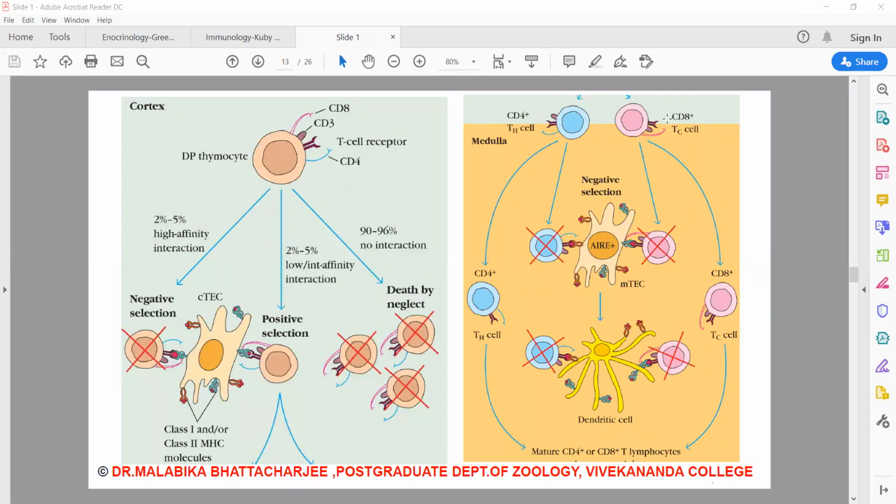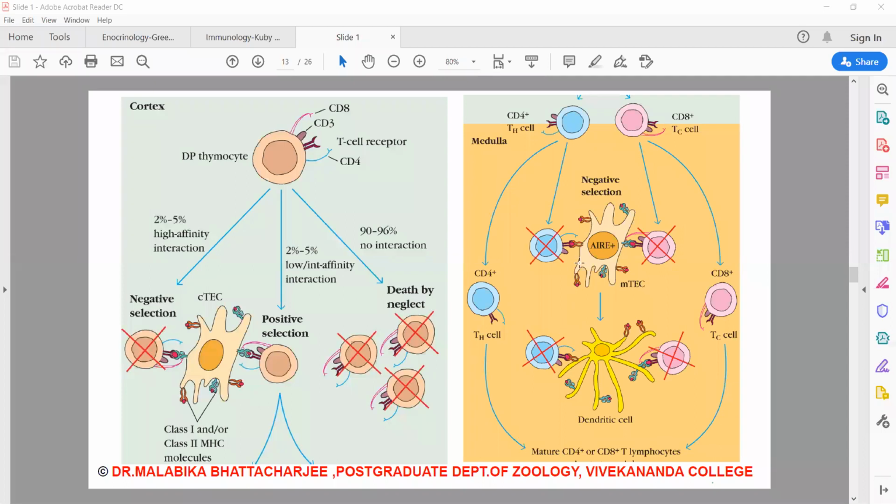So now we move on to the next part of our selection, the negative selection. This is a picture of the medulla where the negative selection mainly occurs. As you can see, these are the medullary epithelial cells. You can see mTEC, medullary thymic epithelial cells. Within these epithelial cells, we are seeing this particular name. This is AIRE positive. That means this gene is upregulated. So these cells are now producing this transcription factor, which is also known as autoimmune regulator.